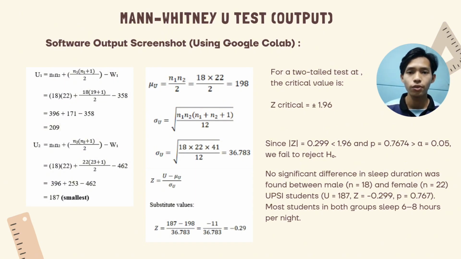Next, we use the software calculation. We found that the Z value in the software calculation is 0.299, and the p-value for the test statistic is equal to 0.7674, and the significance value is 0.05.